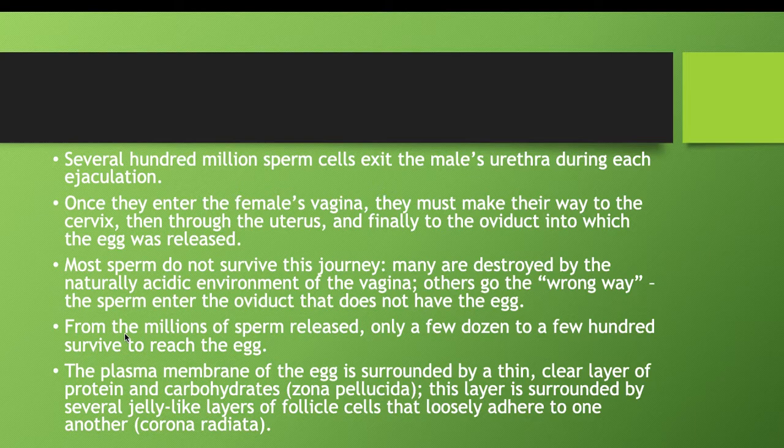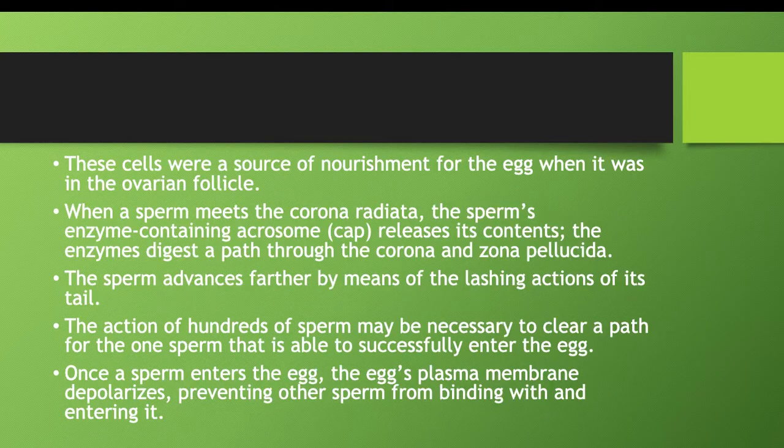From the millions of sperm released, only a few dozen to a few hundred survive to reach the egg. The plasma membrane of the egg is surrounded by a thin, clear layer of protein and carbohydrates. This layer is surrounded by several jelly-like layers called follicle cells that loosely adhere to one another. So basically, around the egg, there's a really thin coating of protein that the sperm has to make its way through.